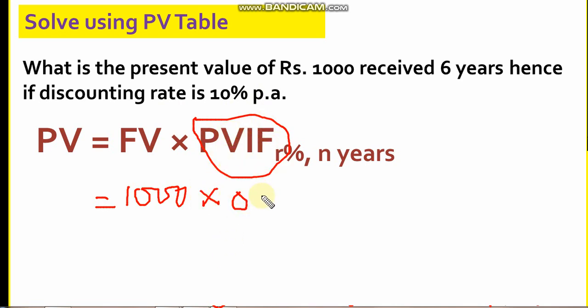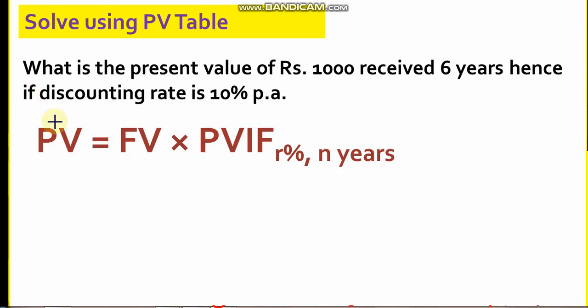Just as we have shown in the last video, 0.564 is the table value shown here, and without going for calculation we can directly write the amount, 564 rupees, right? So this is how we actually do a conversion using a table value. Now in this case we have converted a future value into a present value for one single amount.